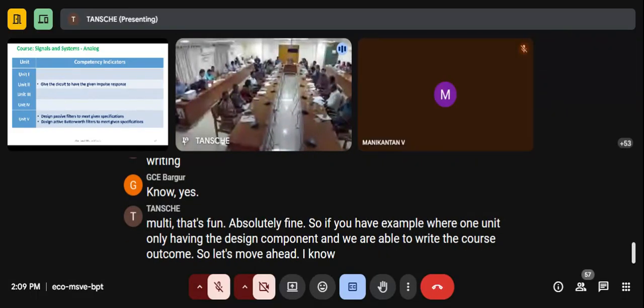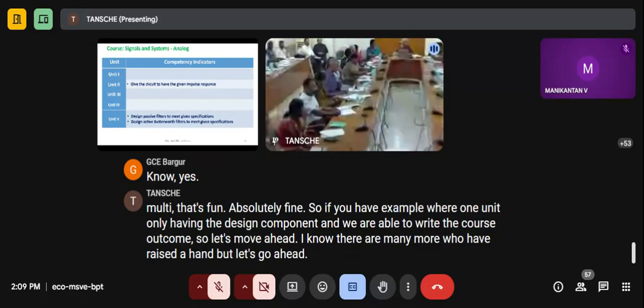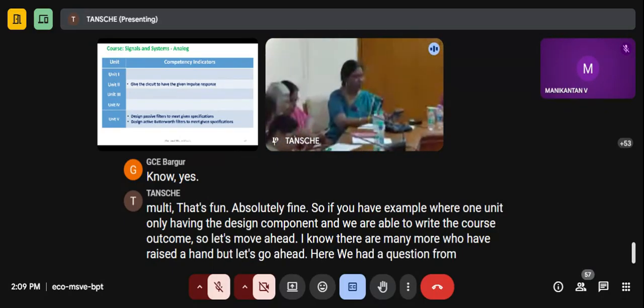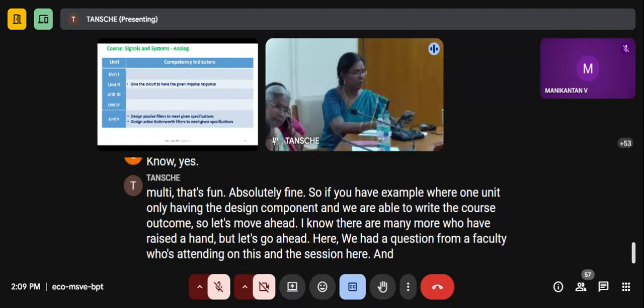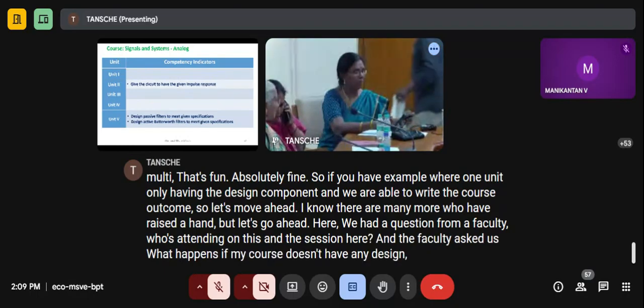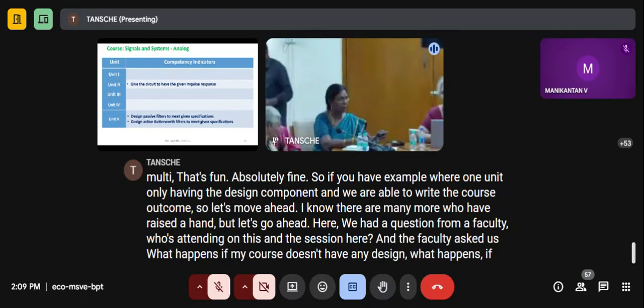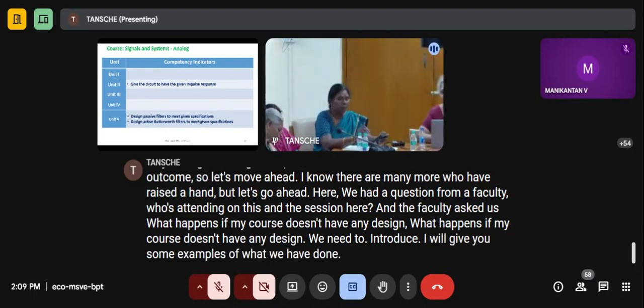I know there are many more who have raised the hand, but let's move ahead. Here we had a question from a faculty who's attending the session. The faculty asked us, what happens if my course doesn't have any design? We need to explore and we need to introduce. I will give you some examples of what we have done in our department.